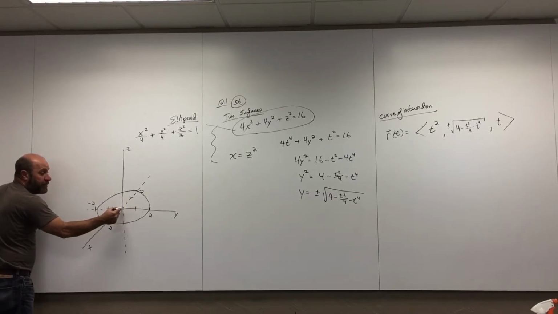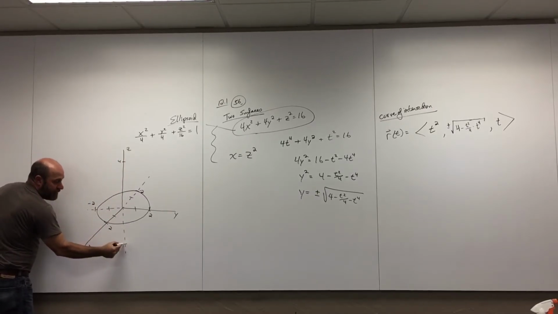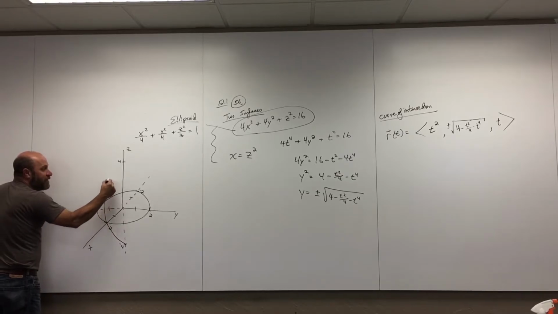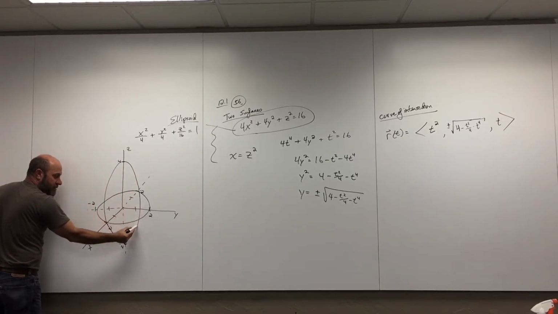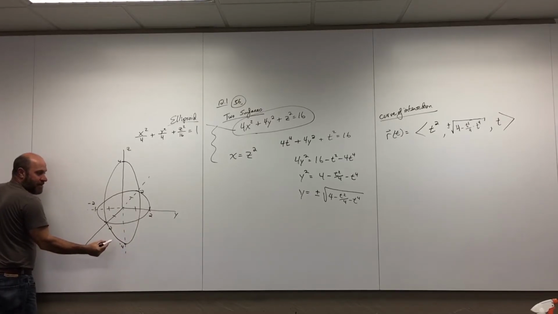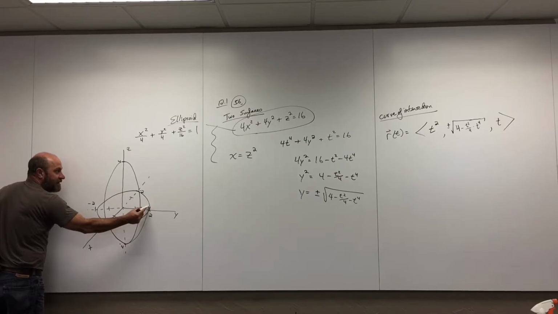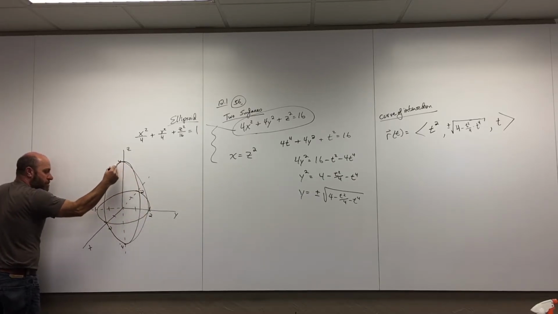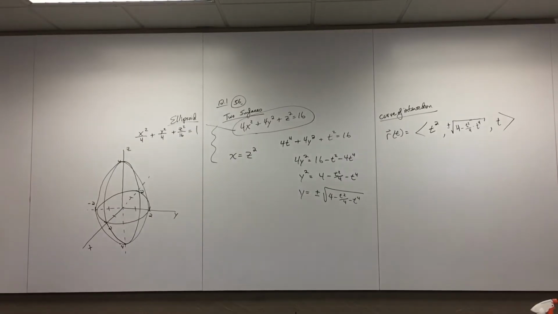Go up 4. I go up 4 and down negative 4. And now if I connect these, I've got a good picture of this ellipse. Not bad, huh? I can also try to connect these. Wow, that's not bad.